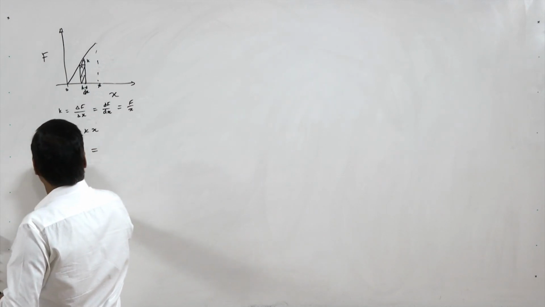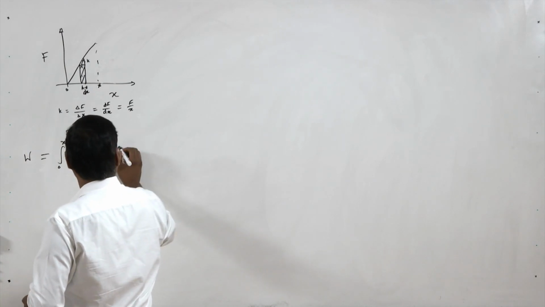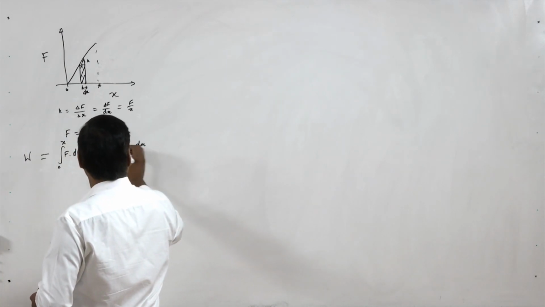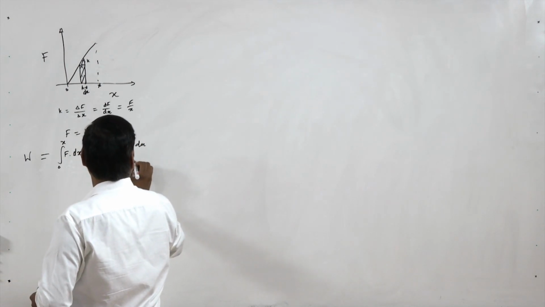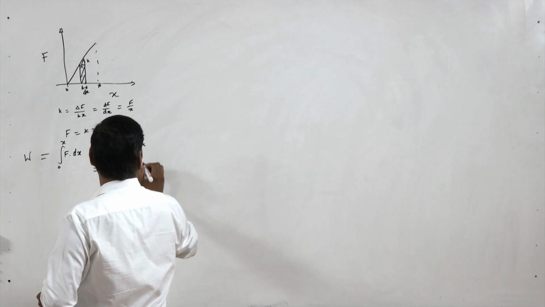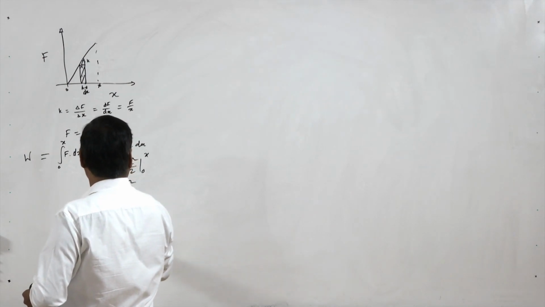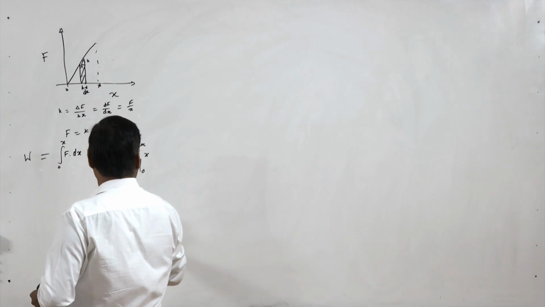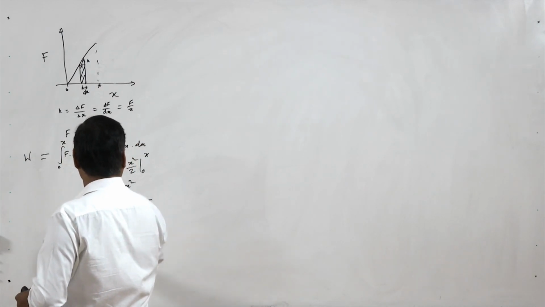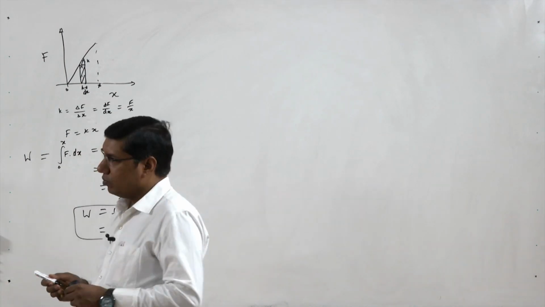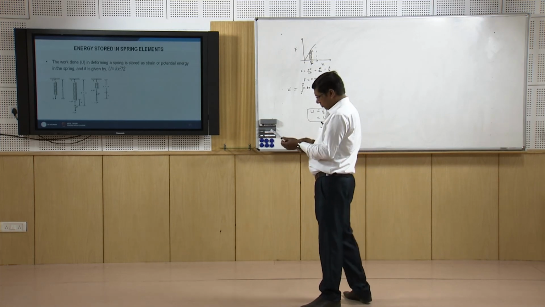So this is the work done. So F equal to kx, so we can write kx into dx, 0 to x, so equal to k into x square by 2, 0 to x, that is kx square by 2, so equal to half kx square. So this is W, that is energy. So this is work done on the spring, and same energy is stored here, that is half kx square.